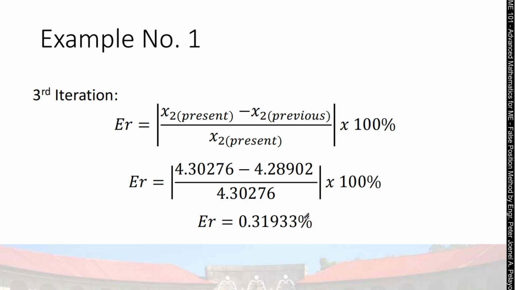So, percentage error or relative error is present minus previous over present times 100%, pero naka-absolute value yun. So, ER natin is 0.31933%. So, hindi pa siya less than 0.01. Tuloy pa rin ang iteration natin.